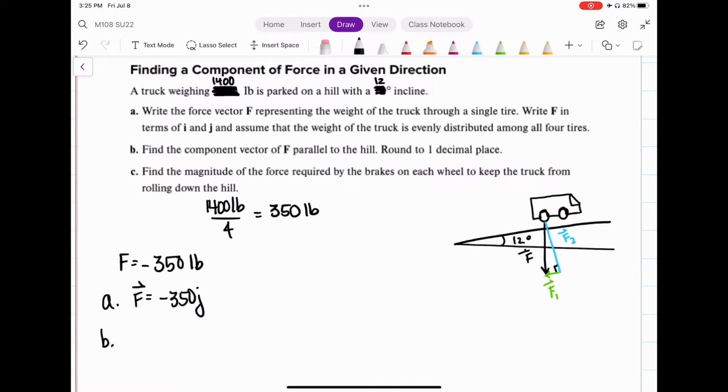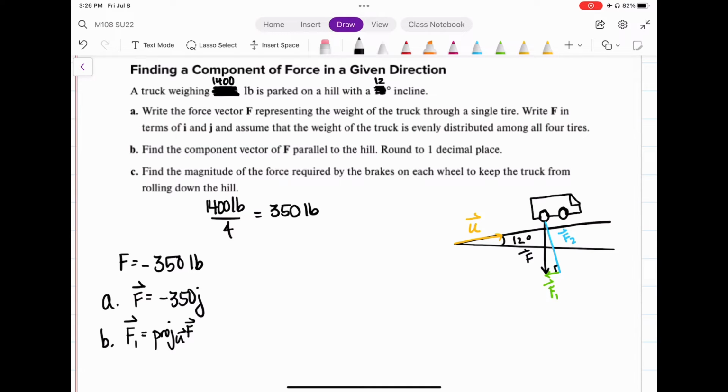For part B, we're going to define the vector that is in the direction of the hill as the unit vector U, and we are going to calculate the unit vector U using the magnitude of U times the cosine of theta I plus the magnitude of U times the sine of theta J. We do this so that we can calculate the projection of vector F onto vector U so that we can decompose these vectors. The vector F1 is then equal to the projection of vector F onto vector U.